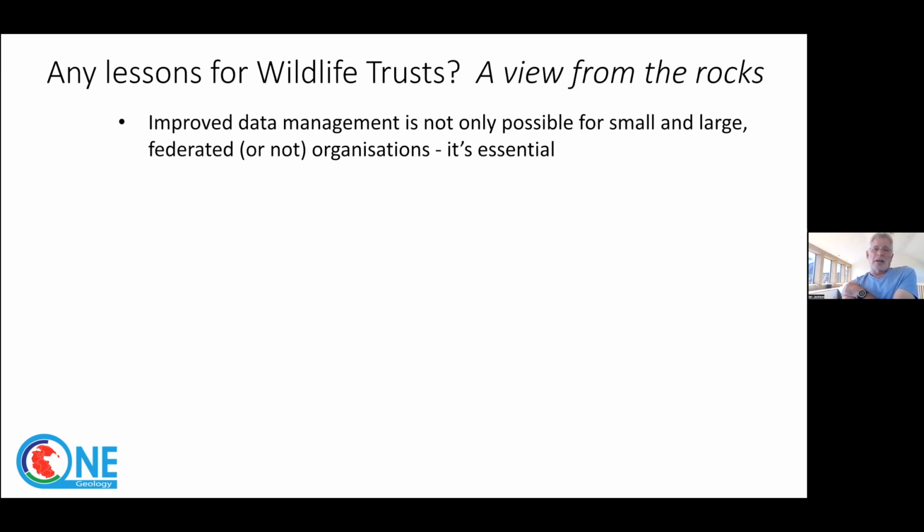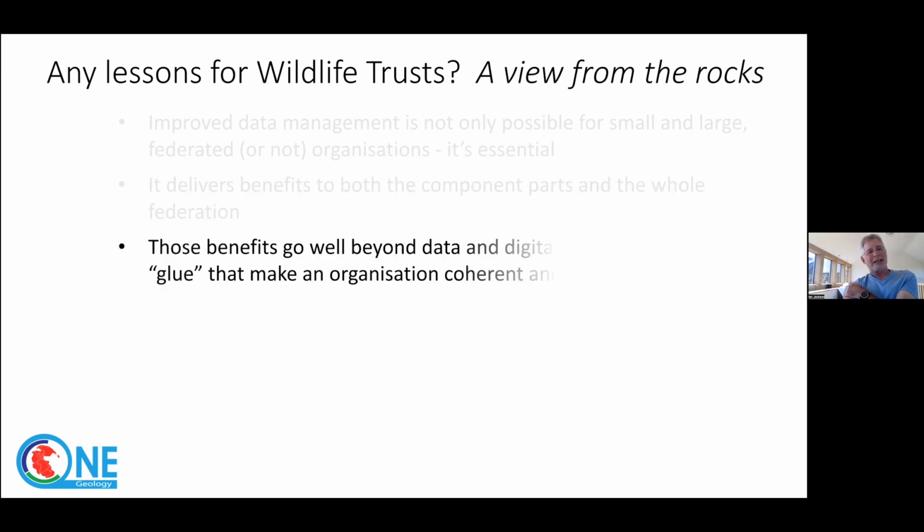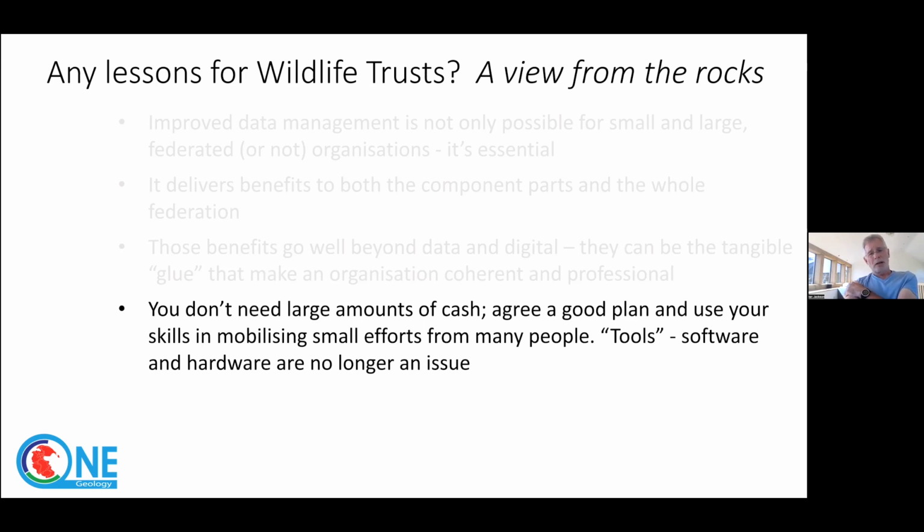What are the lessons? Well, if you don't manage your data, you won't get very far in a digital era. It's essential. It's not a desirable. It benefits both the components of an organization and the whole entity. And the benefits go well beyond data. They're the glue that makes an organization stick together. Often you'll hear CEOs or ops directors talking about wanting to work together corporately. But what is it pragmatically they want you to do corporately? Well, data is the glue that sticks an organization together, regardless of what that data is. And you don't need large amounts of cash. You need a good plan, and then you need your skills.